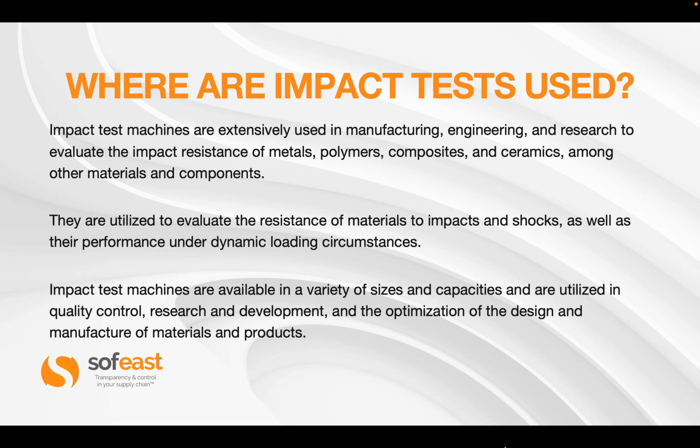Now, where is the impact tester used? Impact test machines are extensively used in manufacturing, engineering and research to evaluate the impact resistance of metals, polymers, composites and ceramics, amongst other materials and components. They are utilized to evaluate the resistance of materials to impacts and shocks, as well as the performance under dynamic loading circumstances. Impact test machines are available in a variety of sizes and capacities and are utilized in quality control, research and development, and the optimization of the design and manufacture of materials and products.